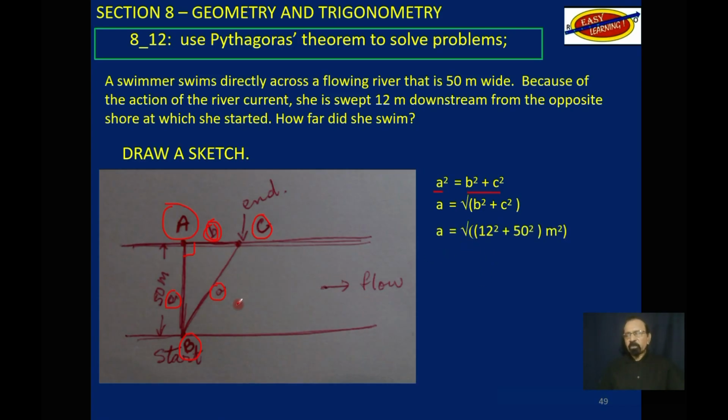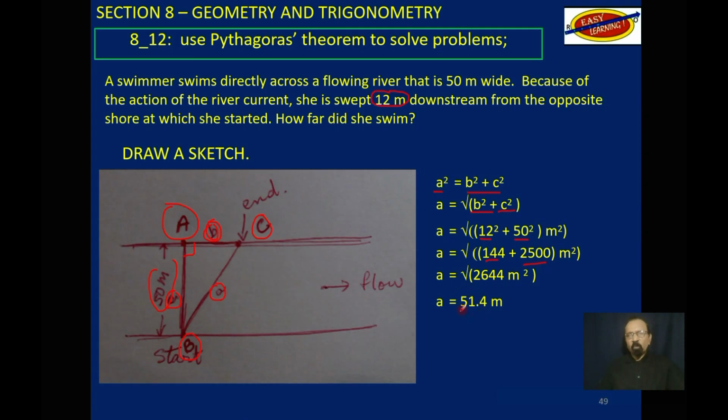And then when you substitute the numbers you are given, B we are told is 12, which is this 12 here. And C is the width of the river, which is 50 meters. You work through that. You get 144 plus 2,500. You square that.